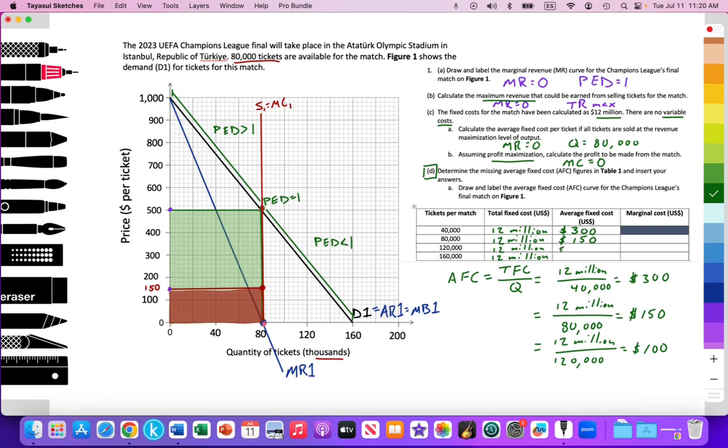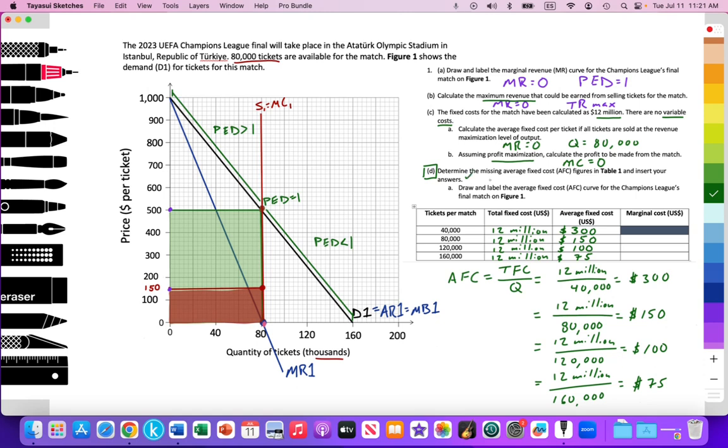So here we have 100. And then finally, 12 million divided by 160,000 tickets. And the cost on average for those fixed costs would be $75. Perfect. So I'm going to put that in, 75. Great. So I've done that part of the question. Determine the missing average fixed cost figures in table 1 and insert your answers.